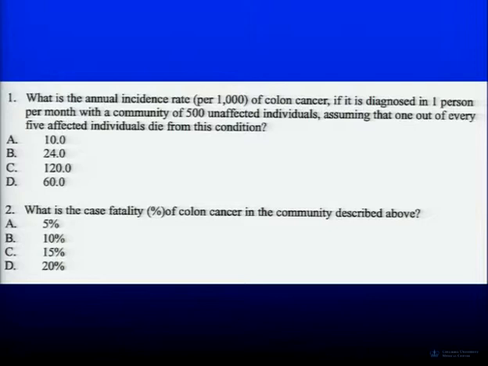Everyone understand where those came from? So the answer here is going to be B, or 24 per 1,000. Because remember, they asked for this per 1,000, so it's going to be B, 24. Everyone know how we got that? Okay, and what is the case fatality rate of colon cancer in the community above? 1 out of 5, or 20%, right? 1 out of every 5 dies, so that's 20% is the case fatality rate.